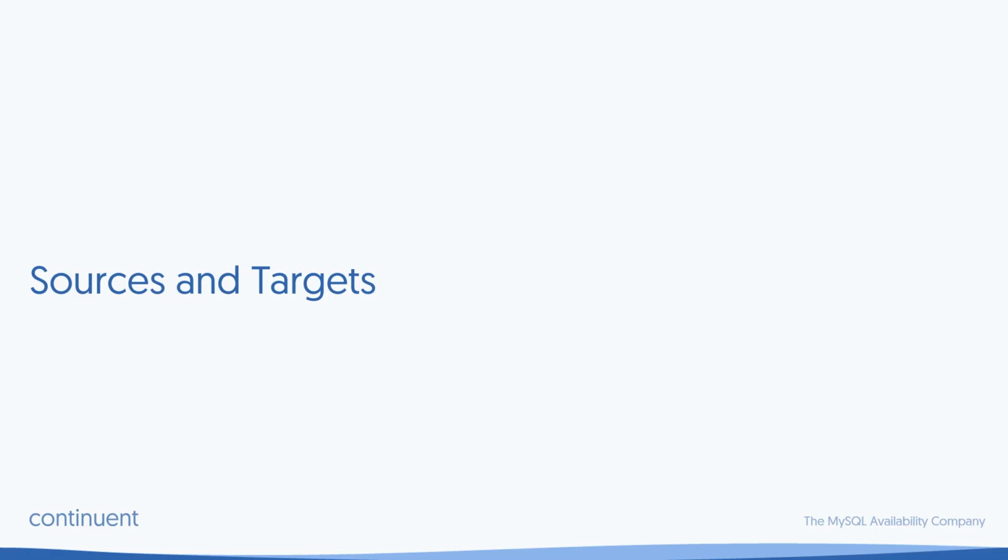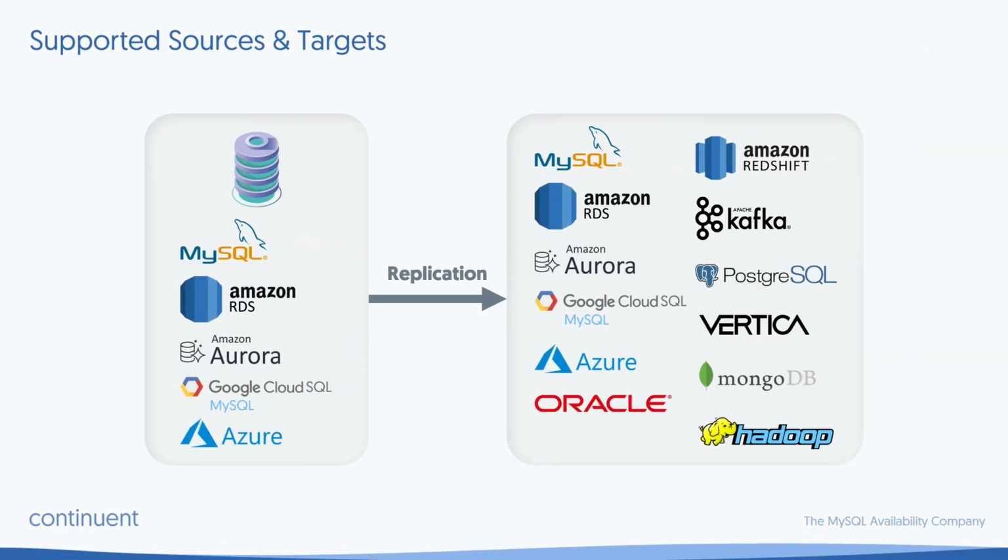So, sources and targets. If you're an existing user of Tungsten Replicator, you'll be aware that it can replicate out of MySQL, and it also can replicate into MySQL, but also a number of heterogeneous targets. So this is the standard features that are available with the main commercial version of Tungsten Replicator. The same applies for the Tungsten TMI.